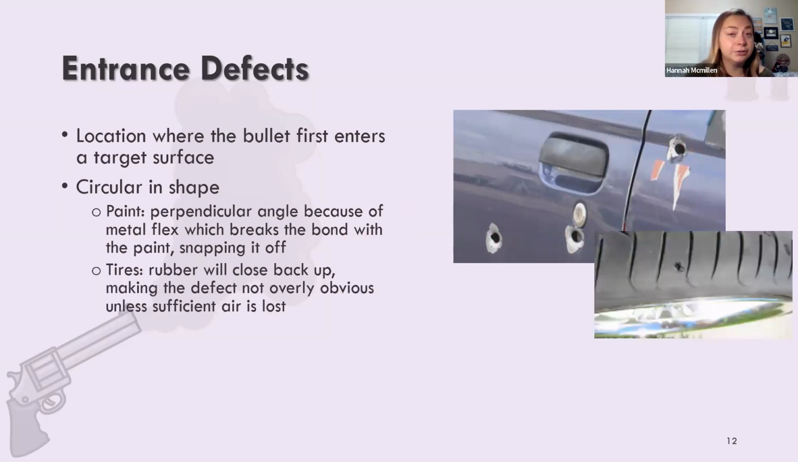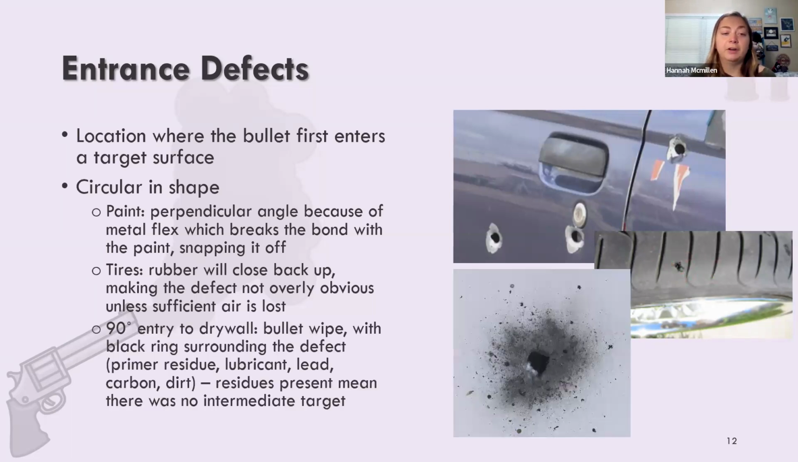When it comes to something like tires, rubber will close back up, making the defect not very obvious unless sufficient air is lost, right? That's because rubber is very elastic. So even though you have caused something to penetrate or perforate through, it's still going to snap back to its original position as best as it can. So that's why we see a very small circular entrance defect in the tire right here. And then for a 90-degree entry to drywall, bullet wipe with black ring surrounding the defect. That's going to be primer residue, lubricant, lead, carbon, dirt. And those residues present mean that there was no intermediate target.